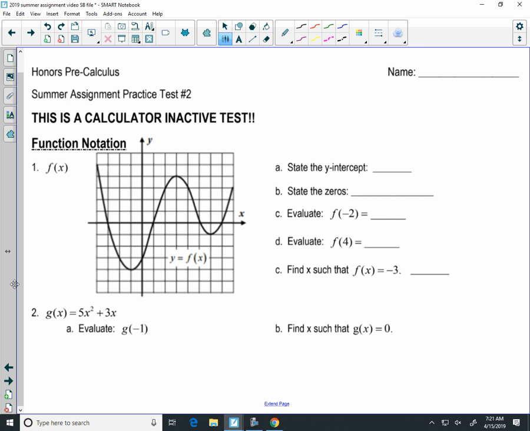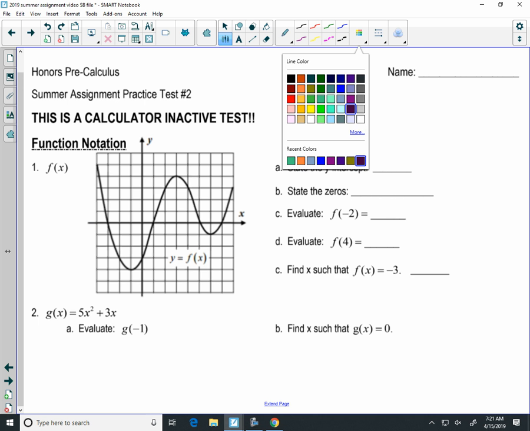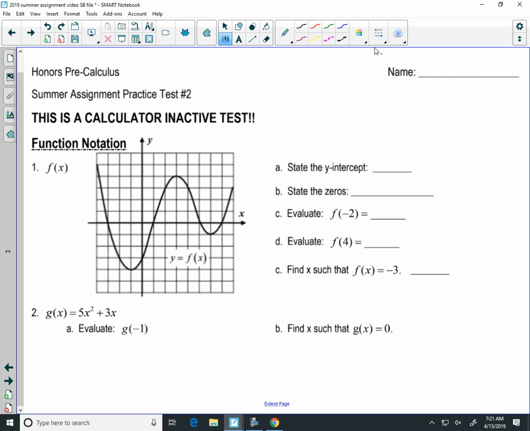Okay, the first problem here is stating the y-intercept. So our y-intercept is where our graph crosses the y-axis. Here it is (0, -3). Our zeros are our x-intercepts, and here we have 4 of them. We have -3, 1, 5, and 7.